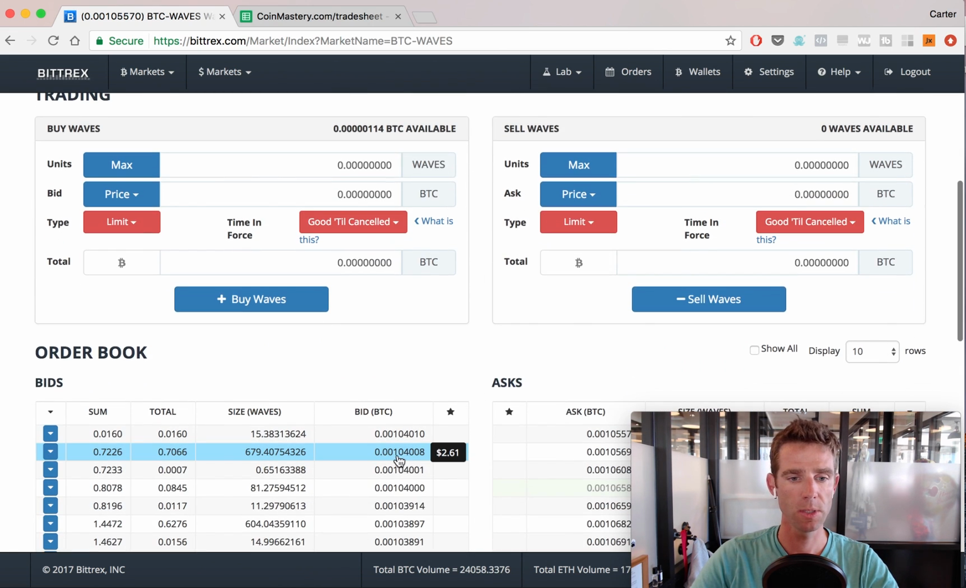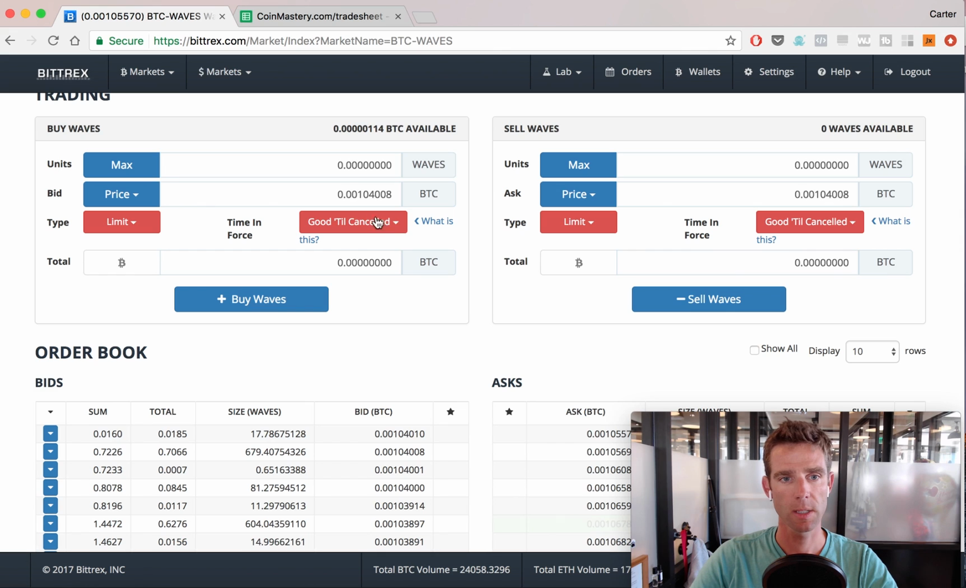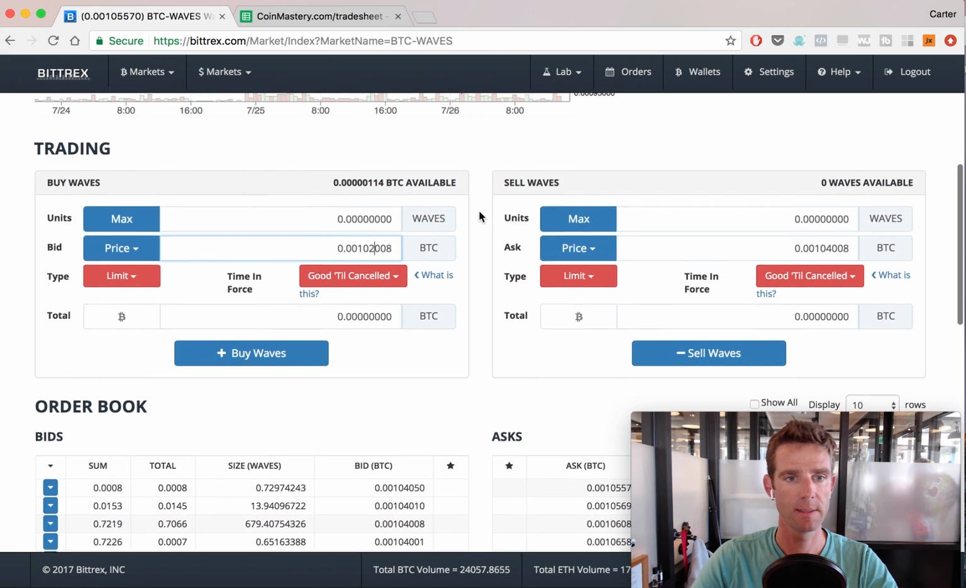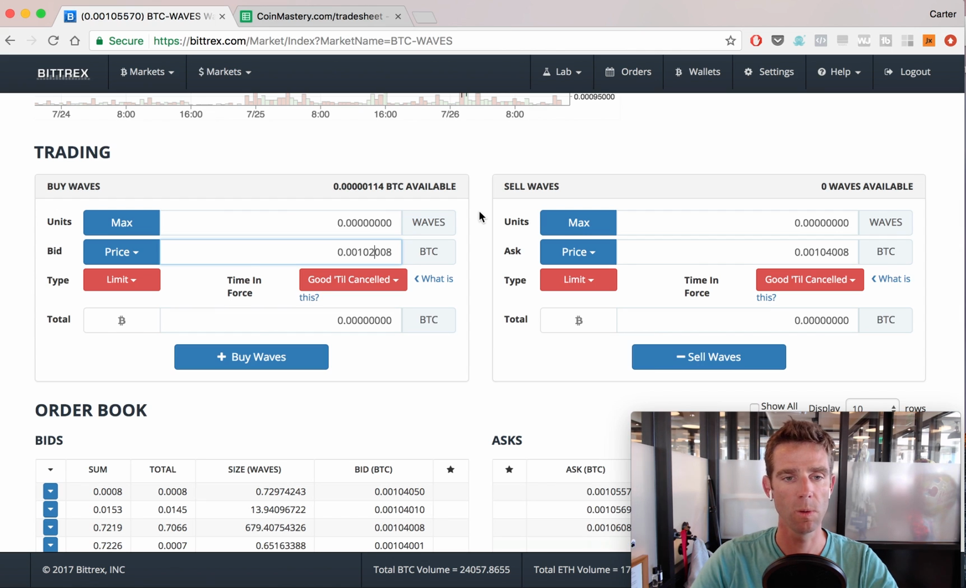So what you would do is go down and click on this and adjust this price. So maybe I'm going to buy it at 102,008. That's the price I want to buy. And I want to buy 1,000 of them. And now it would say how much you're going to get and how much it's going to cost you. I would click buy Waves.